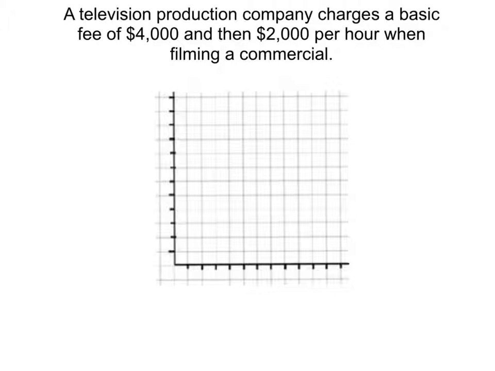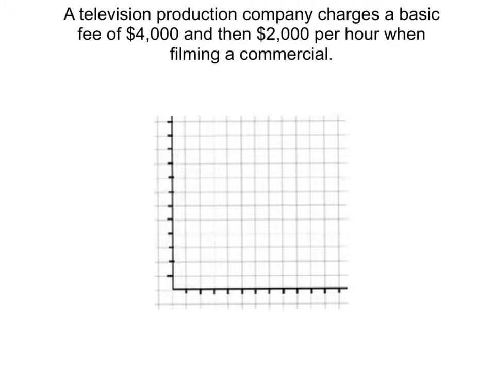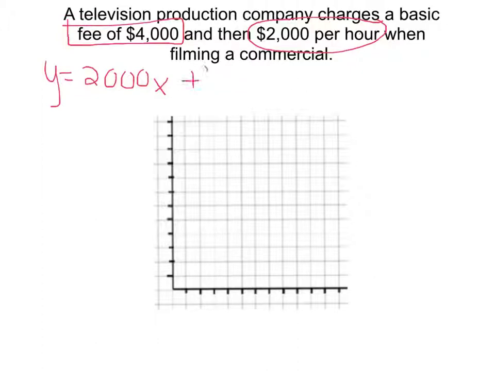Last example of this lesson, we have just a small story problem. And we're going to, from the story problem, write our own equation and then draw the graph. It says a television production company charges a basic fee of $4,000 and then $2,000 per hour when filming a commercial. So think about this $2,000 per hour. That is your slope. So y equals 2,000x. And then the initial fee, no matter what, you have to pay this $4,000.